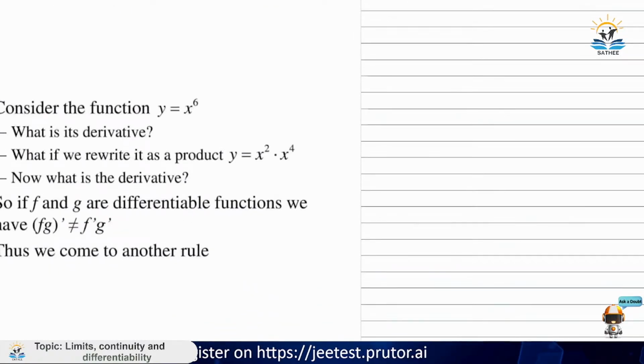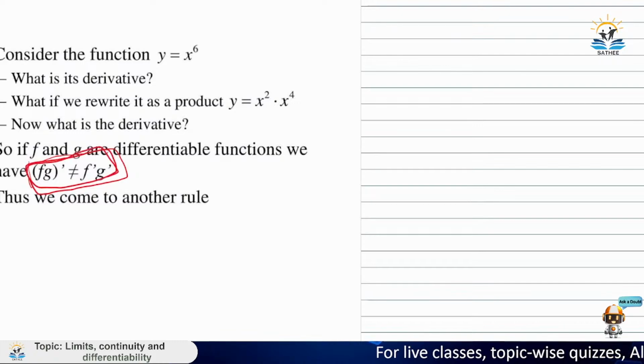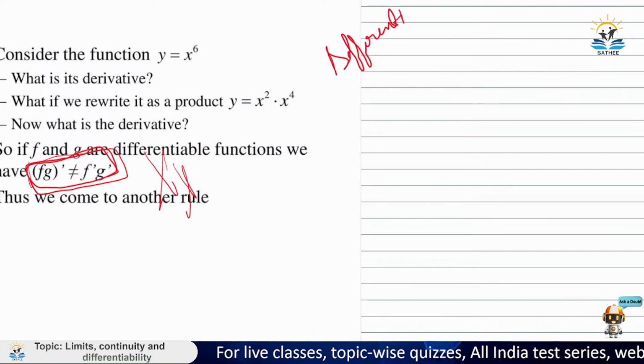Okay, so let's see the product and quotient rule. Let's consider the function x to the power 6. What is the derivative? We rewrite it as a product of x square and x to the power 4. Now what is the derivative? As popular belief, someone with no knowledge of differentiation might believe that this is how differentiation works, but this is wrong. In differentiation, there is something called the product rule, and we'll soon learn what the product rule is.